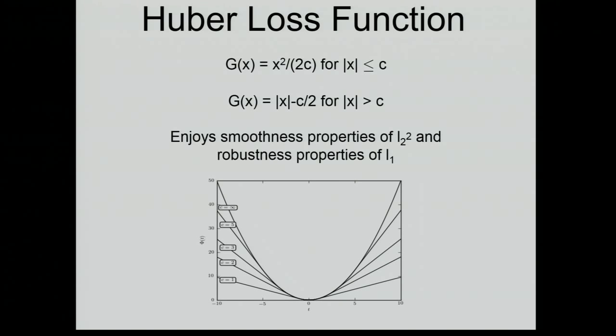Okay, so this is nice in the sense that it enjoys the smoothness properties of L2 squared. I mean, it's differentiable at the origin. And it also enjoys the robustness properties of L1. So as you move away from the origin, you're not penalizing it with the square function. You're penalizing it just with the linear function, right? And it's smooth. It transitions at some point c from being quadratic to linear.